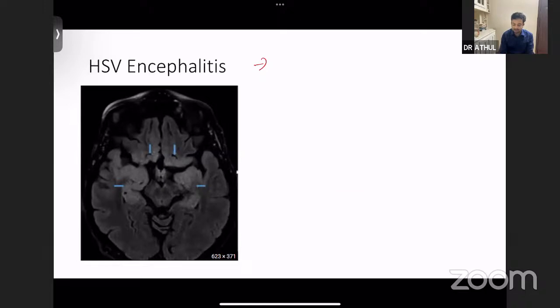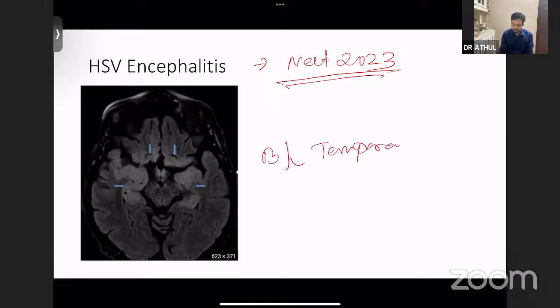This is another question from NEET 2023. Okay, HSV encephalitis. What is the characteristic feature of HSV encephalitis? They will affect the bilateral temporal lobes. See, there is bright signal in bilateral medial temporal lobe. This is the area of hippocampus, amygdala. That is the area of memory. Okay, so bilateral temporal lobe involvement. Sometimes hemorrhage will be seen.